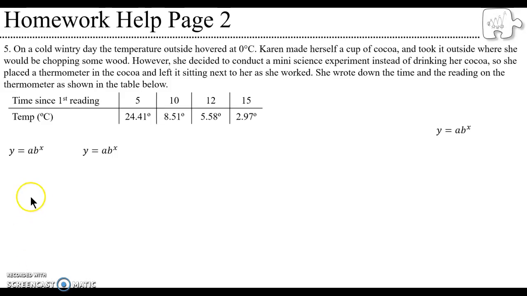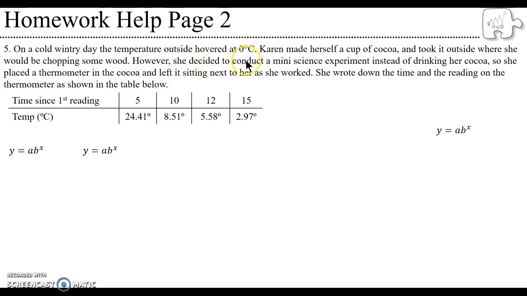For today's homework help, we're going over problem 5 on page 2. Problem 5 says, on a cold, wintry day, the temperature outside hovered at 0 degrees Celsius. Karen made herself a cup of cocoa and took it outside, where she would be chopping some wood.